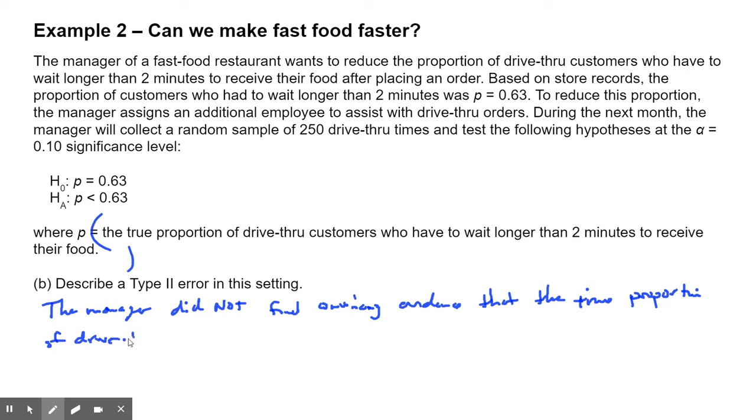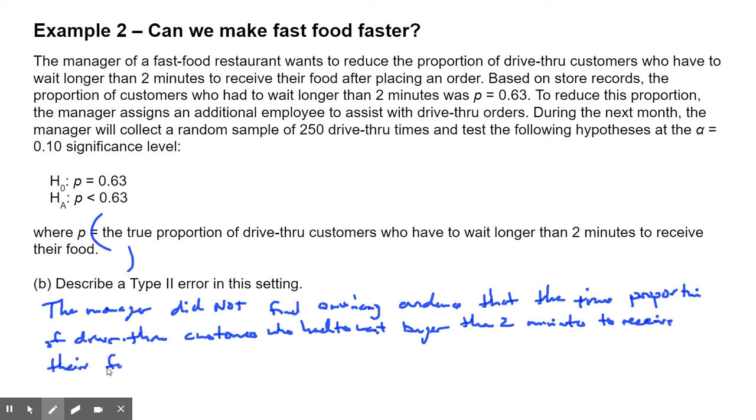of drive-through customers who had to wait longer than 2 minutes to receive their food did not find convincing evidence that the proportion is less than 0.63 when it is actually less than 0.63.